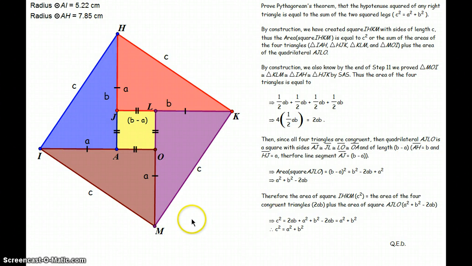Pythagorean's theorem states that the hypotenuse squared of any right triangle is equal to the sum of the two squared legs, where c squared equals a squared plus b squared. We will prove this by constructing square IHKM and using this construction to later prove that c squared equals a squared plus b squared.